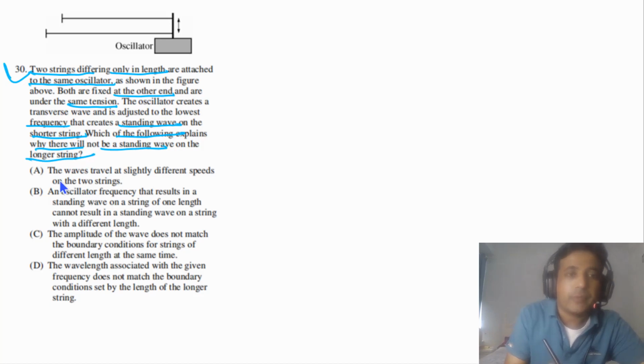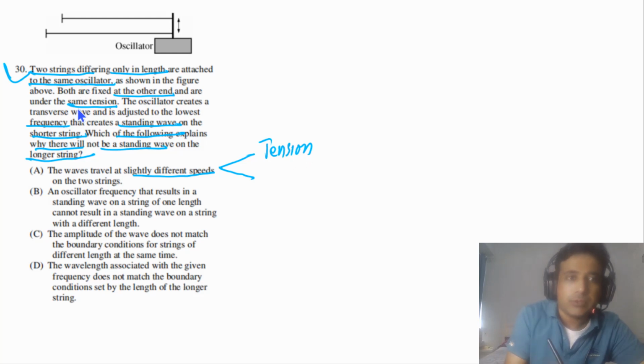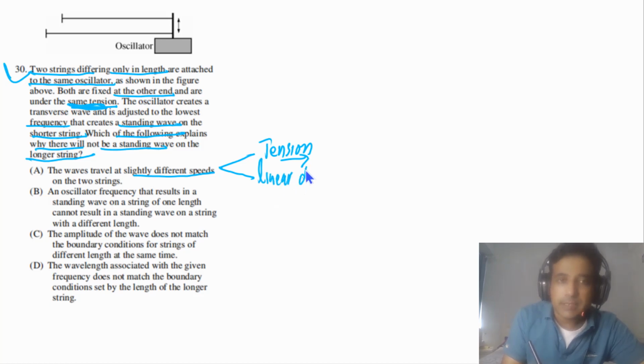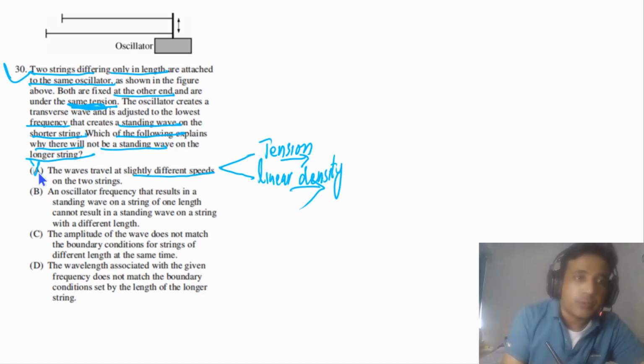If you look at given options, for option A, it is given to us the waves travel at slightly different speeds on the two strings. Speed of wave on a string depends on two factors. One is tension. In this case, tension is the same. It is given to us tension is the same, so this factor is the same. And second is the linear density. If strings are the same, it means they have the same properties as well. So linear density is also the same. So the speed of the waves on these two strings will be the same. So this option is incorrect.